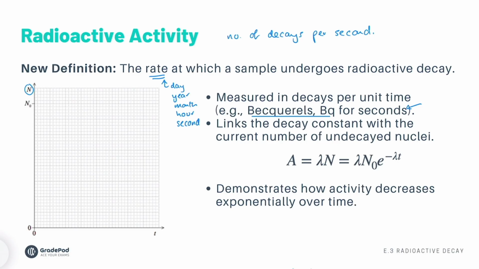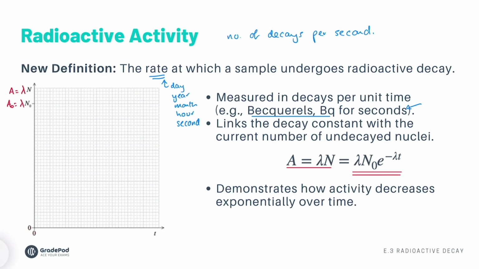And what the activity does is at this level, it links the decay constant with the current number of undecayed nuclei. What does that mean? Well, instead of putting the number of undecayed nuclei on your y-axis, we now put A, but with the recognition that A equals the decay constant times the number of undecayed nuclei. A naught is equal to the decay constant times the original number of undecayed nuclei. And our new decay equation takes that into account as well by adding that factor of the decay constant there.